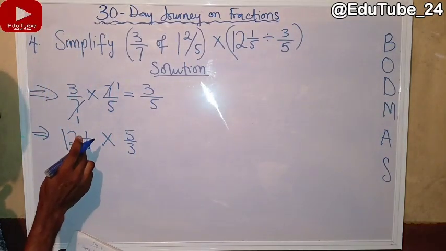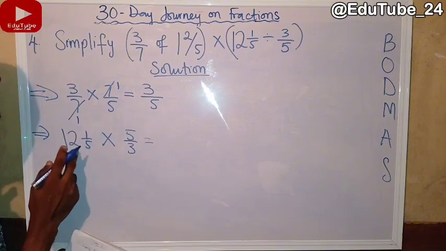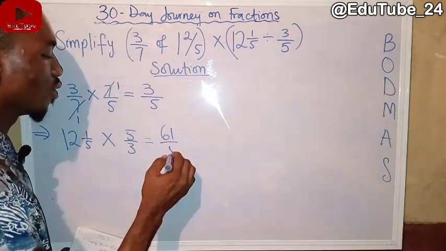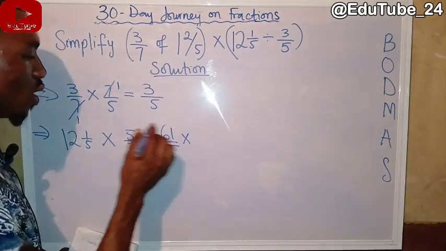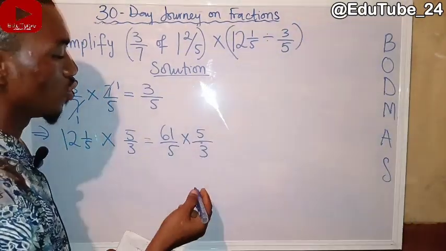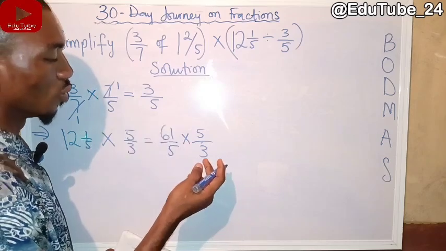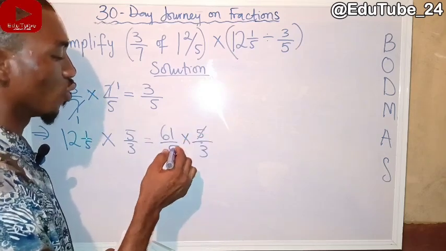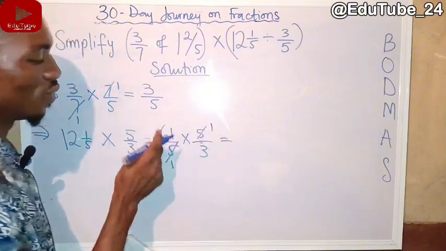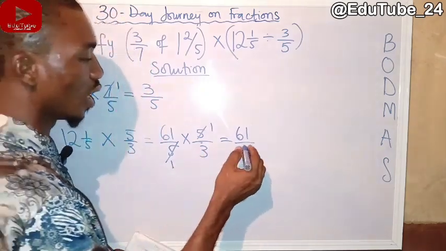So 12 whole number 1/5 will be converted to become 5 times 12 is 60, 60 plus 1, that's 61/5. Then the times in between and then 5/3. So in this part now, let's look for common factor. 3 and 61 have no common factor, but 5 and 5 are common factors of each other, so they can cross out each other to get 1. So we multiply what we have left, which is 61 times 1, that gives us 61/1 times 3, and that gives us 3.